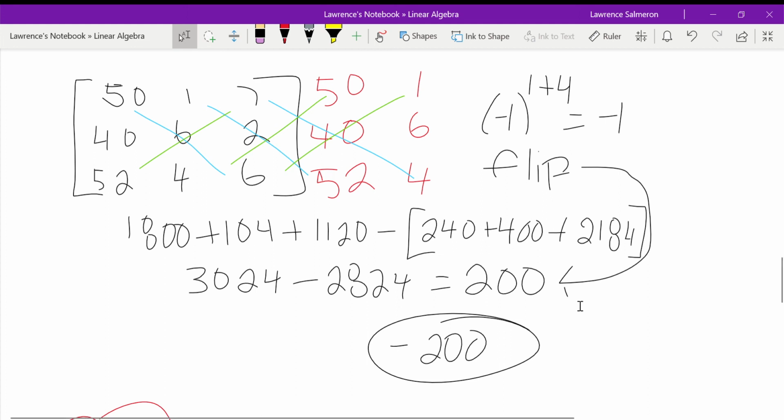In general, folks, as you go across, you will not flip the first one, flip the second, do not flip the third, flip the fourth. That's just how the pattern works.